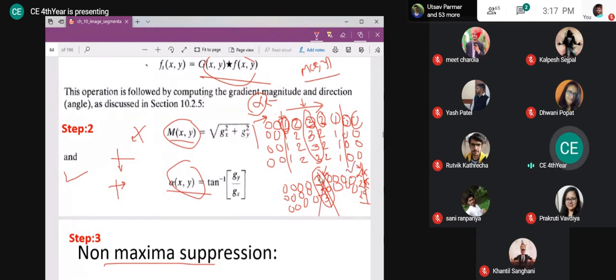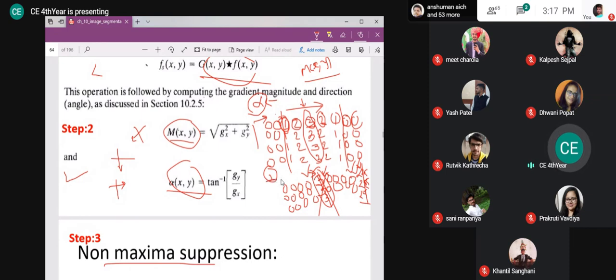If the value of my response is greater than threshold, then keep that pixel as it is. Otherwise, make that pixel 0, right? Suppose I am choosing my threshold, which is very low in value. That means I am choosing my threshold 1. That means if my value is greater than 1, keep it as it is. Otherwise, make it 0. So can I say this also will pass the threshold? This will also pass the threshold.